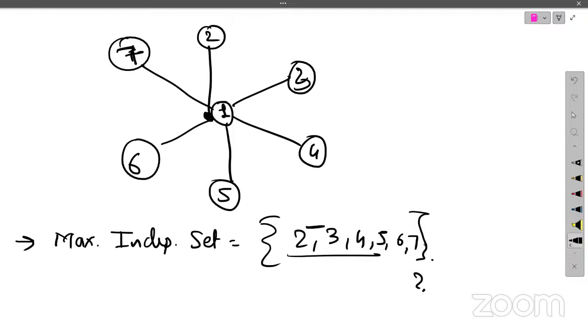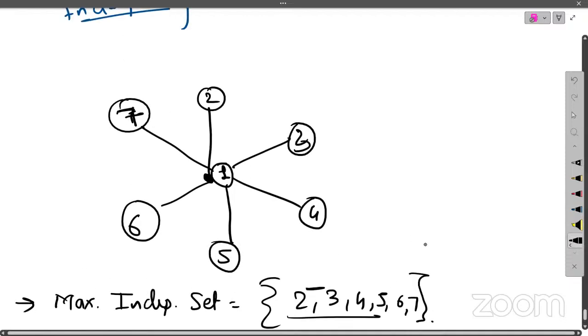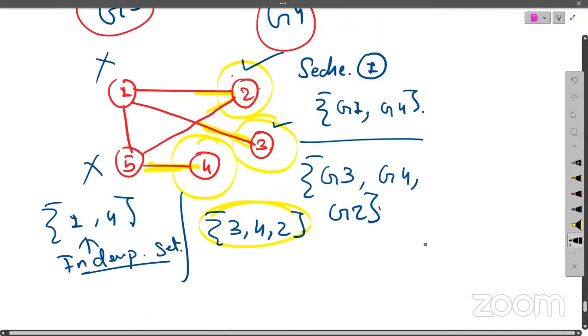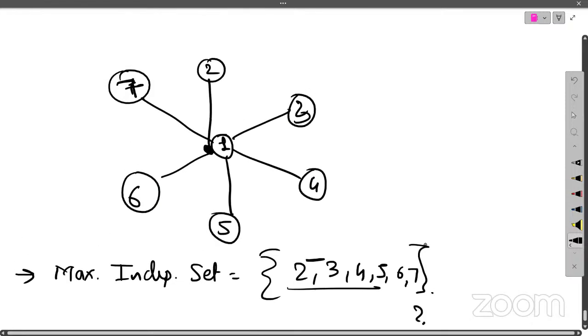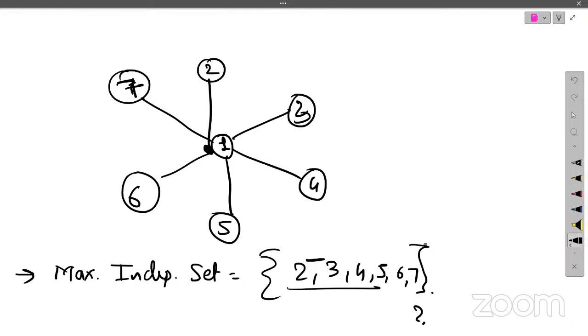Ma'am, the dancers are common from 1. They have to perform in 2, 3, 4, 5, 6, and 7, right? Like they can't perform, right? If one person is connected with all, one dancer cannot go with the others at a time, because one guy is connected with all, so we cannot pull him out from the other dance.